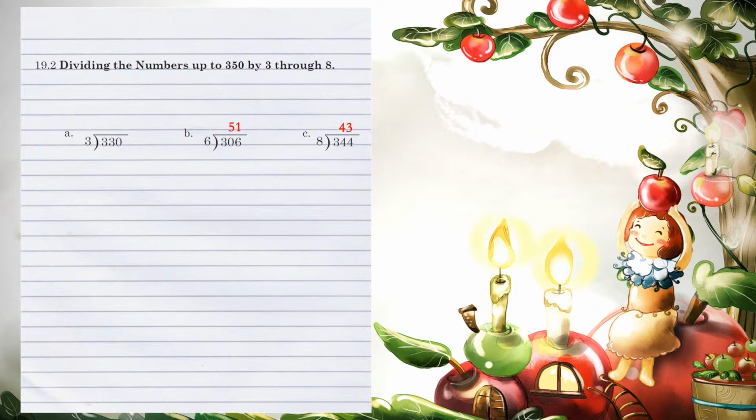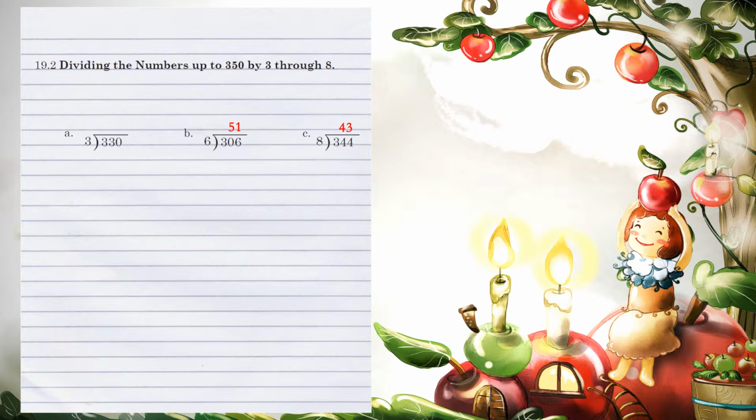Unit 19.2, dividing the numbers up to 350 by 3 through 8. Example A. 3 can go into 3 1 time, so the 1 goes above the first 3. 1 times 3 is 3. When you subtract, 3 minus 3 is 0. Bring down the next number of 3. 3 goes into 3 1 time.